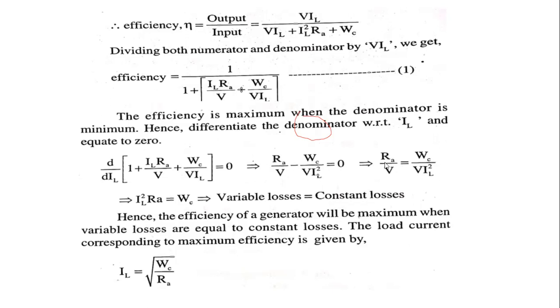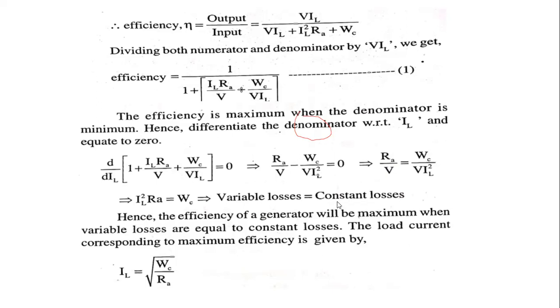Therefore, RA by V is equal to WC by V IL square, since the minus moves to the other side and gives a positive value. Then V gets cancelled. Therefore, RA is equal to WC by IL square, so IL square RA is equal to WC. Here IL square RA is the armature copper losses, the variable losses, and WC is the constant losses.